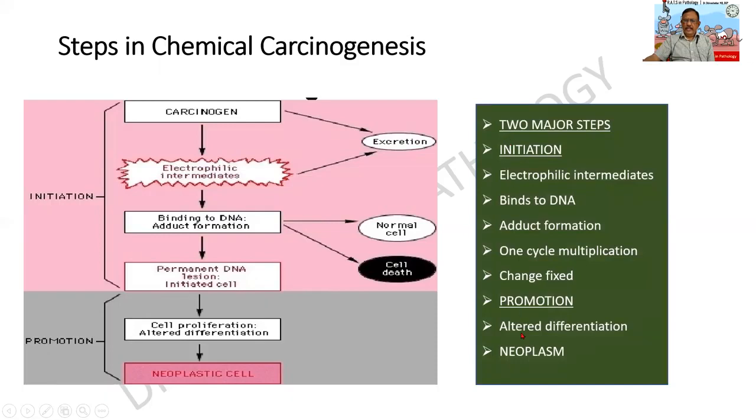These are the steps and the summary is given here. There are two major steps, namely initiation and promotion. In initiation, you find that there is the formation of electrophilic intermediates which bind to the DNA, forming an adduct. One cycle of multiplication is definitely needed for this change to become fixed. And if it is acted upon by another agent, it is called promotion. There is altered differentiation and the development of a neoplasm. These are the steps in chemical carcinogenesis, and you people shall and will write this.